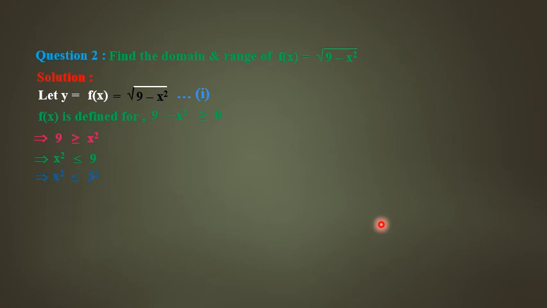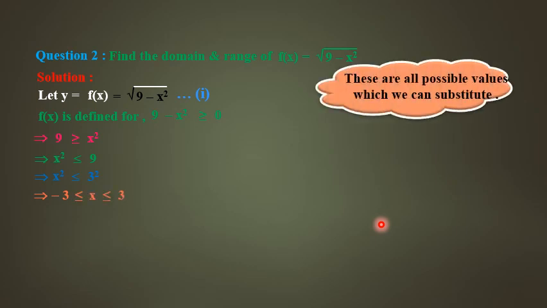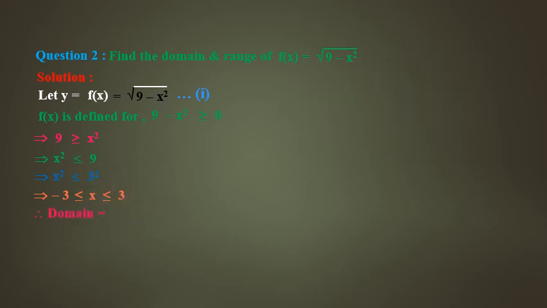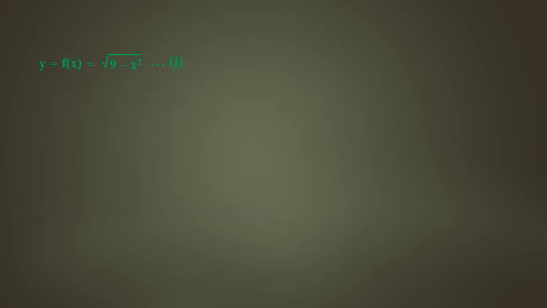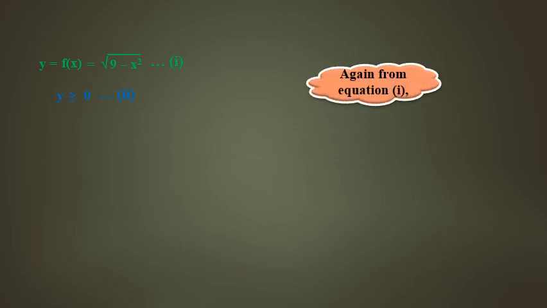So then x square is less than or equal to 3 square. So you can say x is always in between minus 3 and plus 3. So these are all possible values which we can substitute. Yes, x value is in between minus 3 and plus 3. Yes, so now the domain becomes x belongs to R, where x is from minus 3 to 3, correct, minus 3 to 3. Now let us go with this. See here, f of x equal to square root of 9 minus x square.